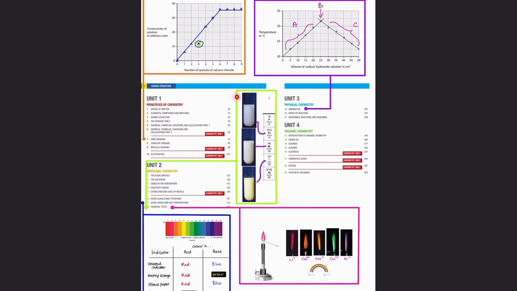Then finally, green box was on the test for halide ions. Halide ions is the ion of the halogens, the chloride, bromide, and iodide ions. How do you test for them? You need to add acidified silver nitrate. The acid would be nitric acid. You're going to add nitric acid with silver nitrate. And if the solution had chloride ions, you're going to see a white precipitate. If it had bromide ions, you're going to see a cream precipitate. And if you have iodide ions, you're going to see a yellow precipitate.